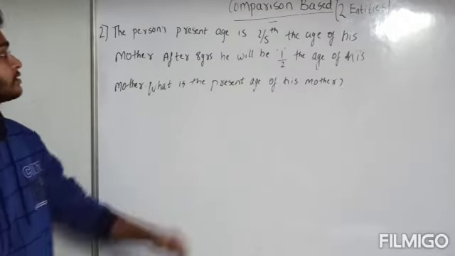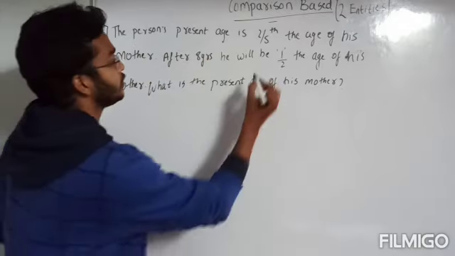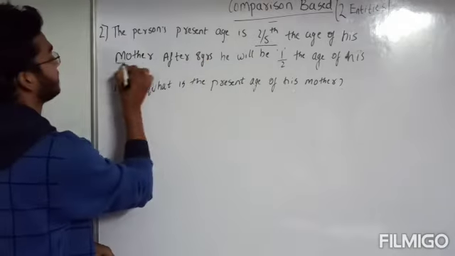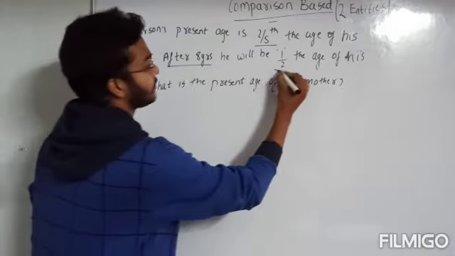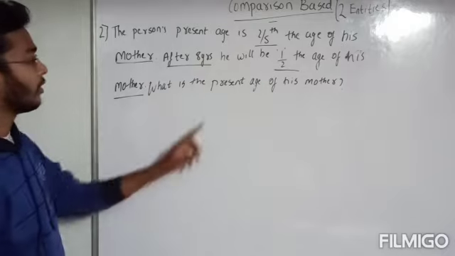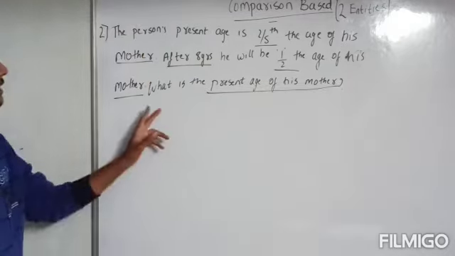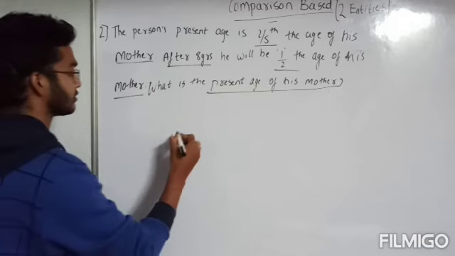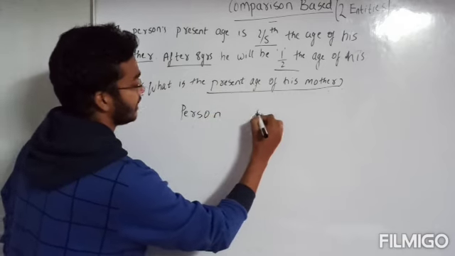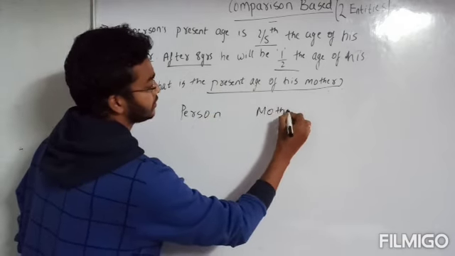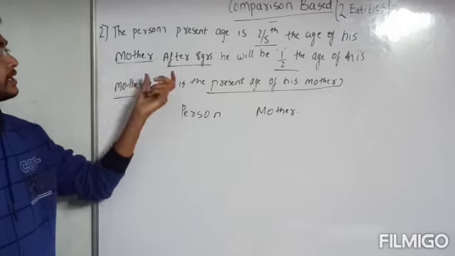So coming to the second question, let us read this. The person's present age is 2/5 the age of his mother. After 8 years, he will be half the age of his mother. What is the present age of his mother? Okay. Here the two entities compared are person and his mother. So let us write down those two in separate columns: person and his mother.